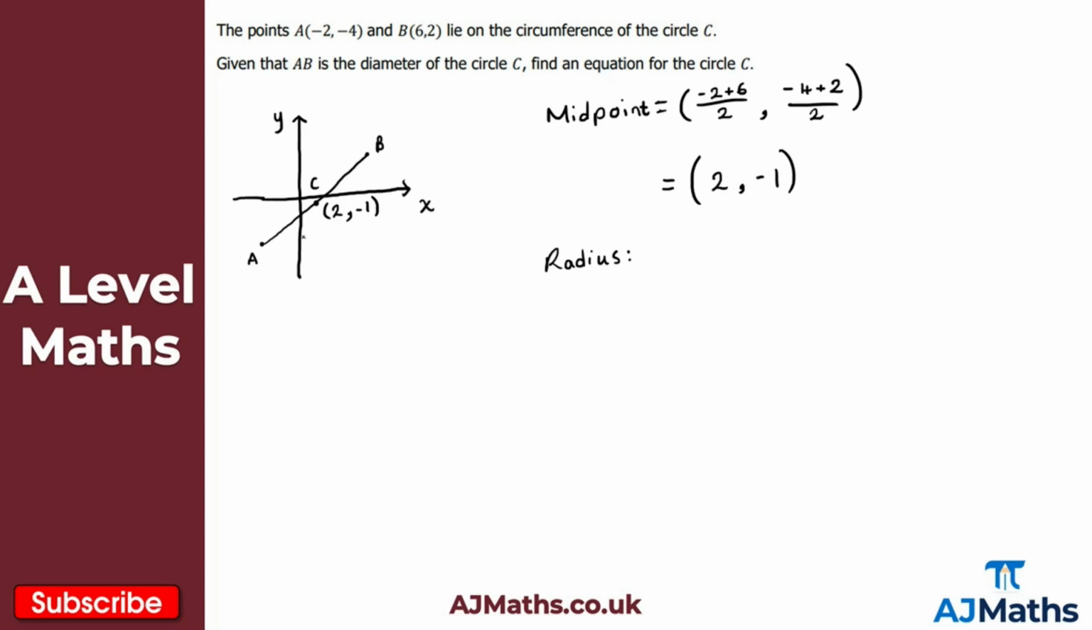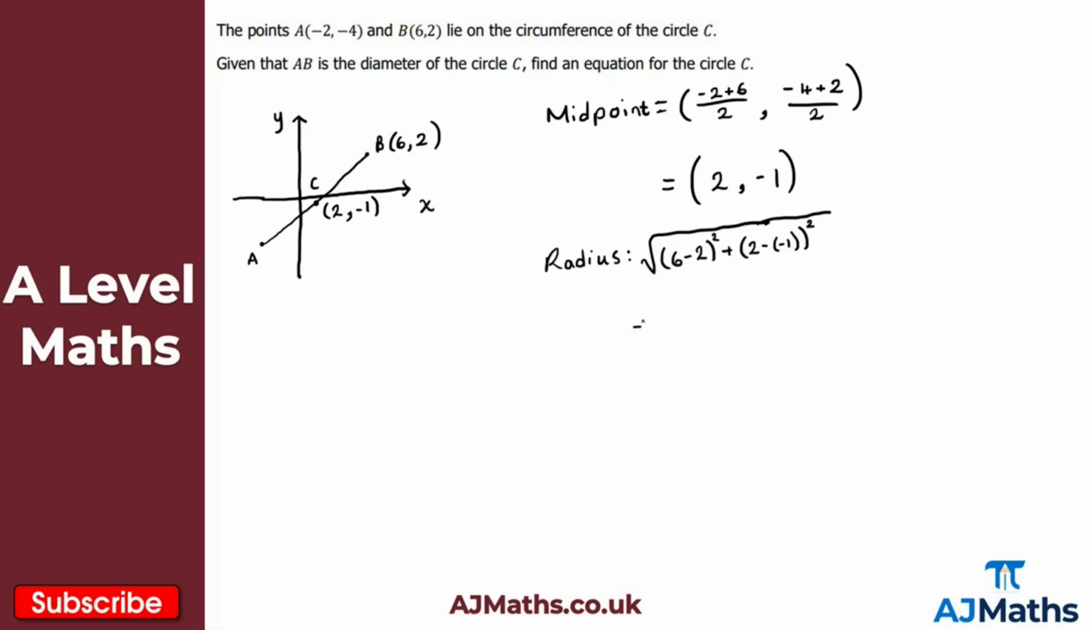Now, seeing as B has positive coordinates, 6, 2, I'm going to use B. It might make the calculations a little bit more simple. In that case, we just need to apply the distance formula. So the radius is going to be the square root of 6 minus 2, so subtract the x coordinates, and we need to square that. Then I'm going to do 2 minus -1, squared. Just take care here with the brackets and the negative of a negative.